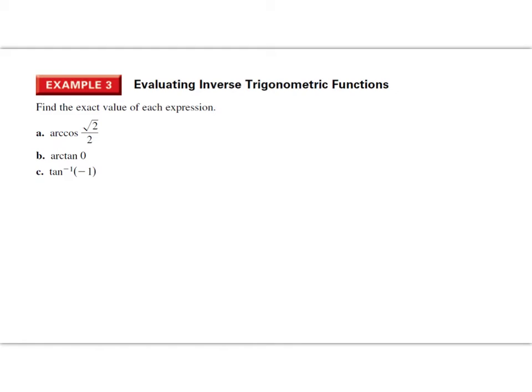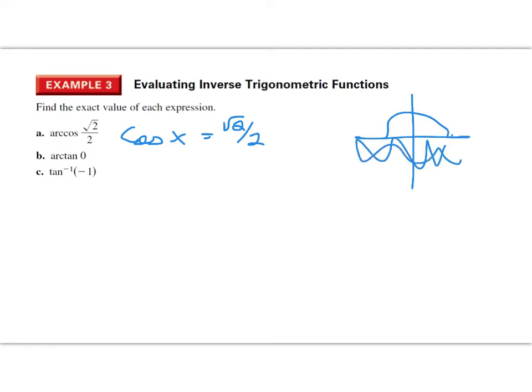Okay, so here, find the exact value of each expression. So what we're going to do is figure out, this is the cosine. So the first one, we want the cosine of what is equal to the square root of 2 over 2. And remember that the cosine is restricted into those two areas. So it cannot be down here. It's restricted from 0 to pi. So that's 45, so the x is going to be pi over 4. It's going to be at 45.